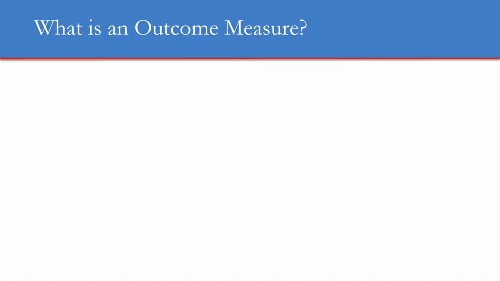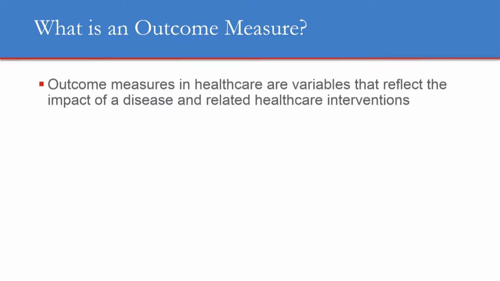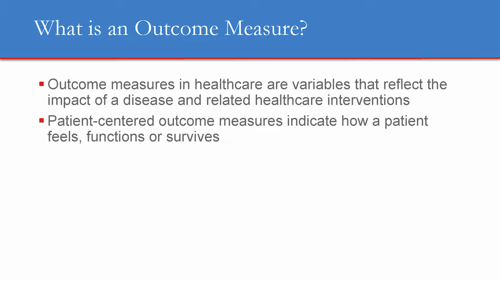So far, we have mentioned the term outcome measure on a number of occasions without clearly defining it. Let's take a closer look at what we mean by the term outcome measure. In healthcare, outcome measures are variables that reflect the impact of a disease and related healthcare interventions. While some outcome measures can be based on physiological manifestations, it is important also to consider what matters most to patients. Patient-centered outcomes measure how a patient feels, functions, or survives.